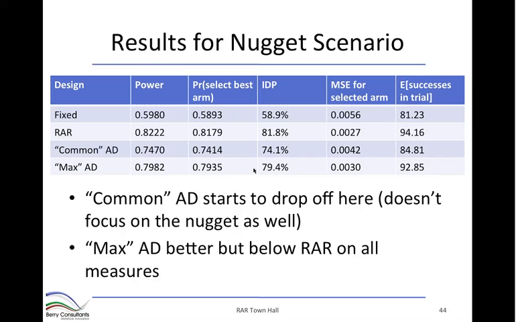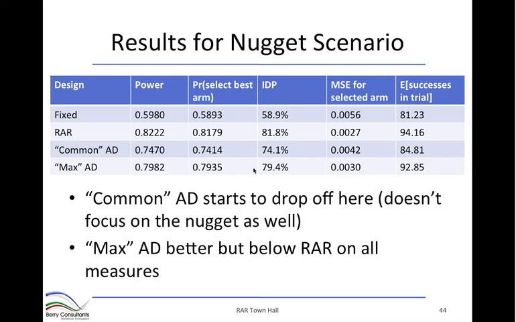So you can see here the results. We've just added, these are the results for the Nugget scenario. One thing to emphasize, if you look at what I'll call the common arm dropping, I think this is what appears in most of the literature, which is drop an arm if it's doing worse than control. This certainly does better than a fixed trial. So you can see the 60% power for fixed. The RAR is at 82% power. That common arm drop is at 75. So it does end up being worse.